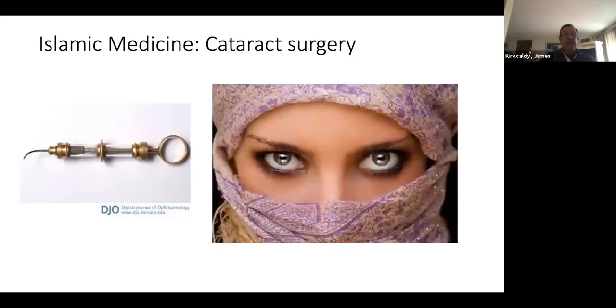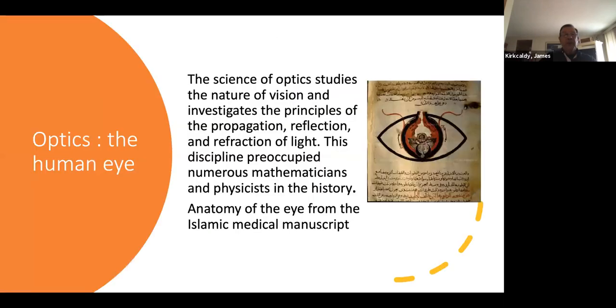Islamic surgery, cataract surgery. They're the first ones to be able to take a cataract from the eye, and that's one of the instruments they used. And they also understood pretty much how the human eye works. I think most of you should know that when light comes into your eye, it's all screwed up, and it's your eye, your brain, that then puts it together to see what you see as you look at this page, for example. Okay.